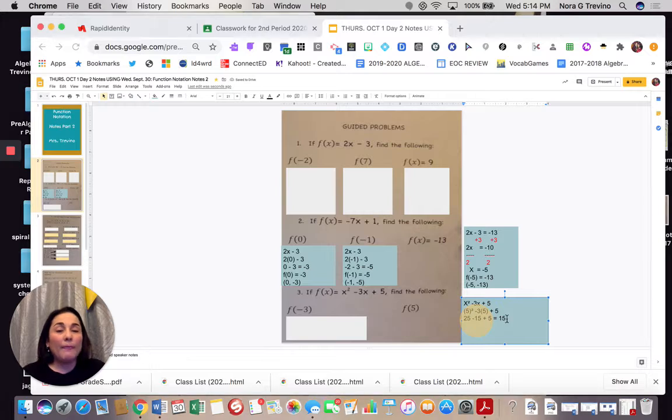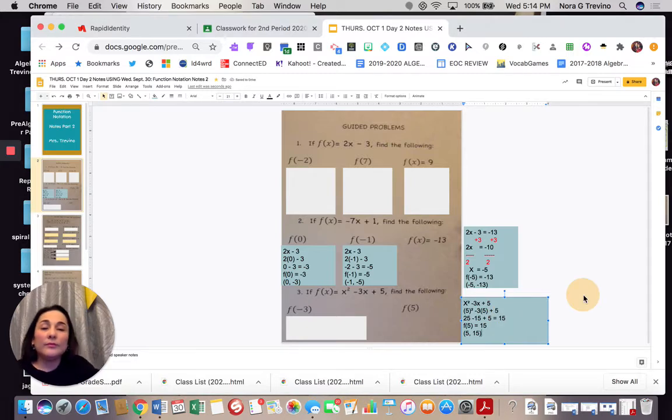Okay, so let's write this fancy. f of 5 equals 15. And we know that f of 5 equals 15 is the fancy ordered pair 5, comma 15. All right, let's go to the next slide.